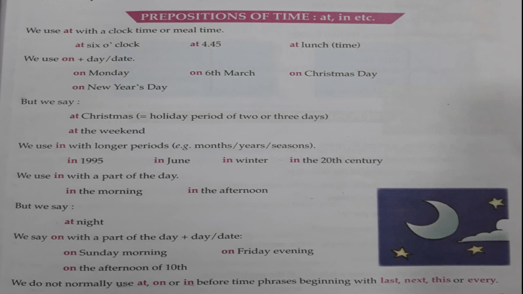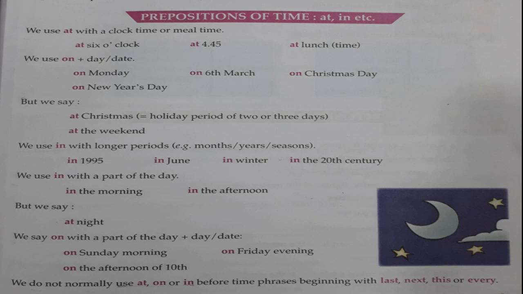Next, we use in with longer periods, for example months, years and seasons. In 1995, in June, in winter, in the 20th century. So this is also the use of in with regard to time related to longer periods such as month, year and seasons. We also use in with the part of the day, as in the morning, in the afternoon. But we have an exception over here. We say at night. We don't say in night. Okay, I go to bed in night? No, I go to bed at night and not in night.